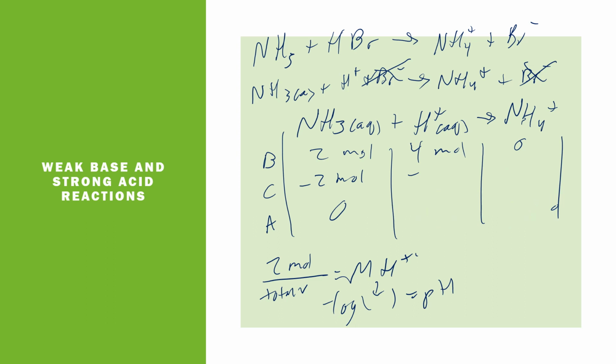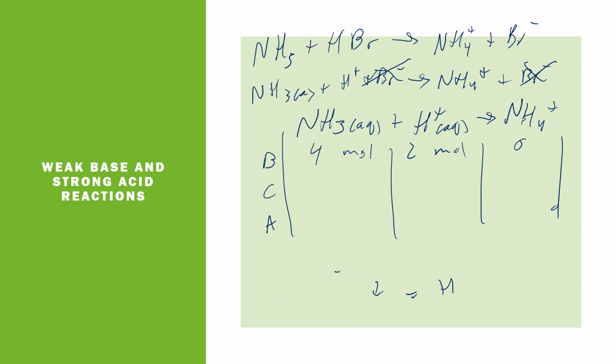The only other scenario you could possibly have is if you have excess weak base like this. If I have excess weak base, then I will completely use up the hydrogen ions. And I will wind up with the ammonia and the ammonium, so the weak base and the conjugate acid, both of those at the end of this reaction. That forms what we call a buffer solution, and we will talk about how we solve that in a later section.